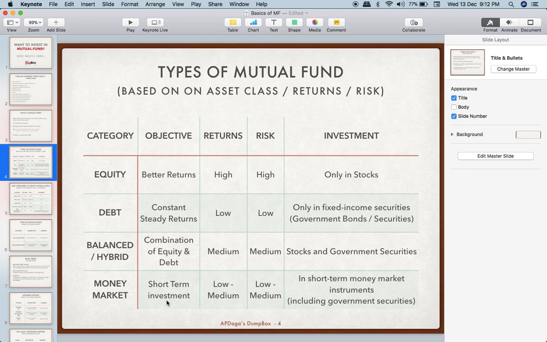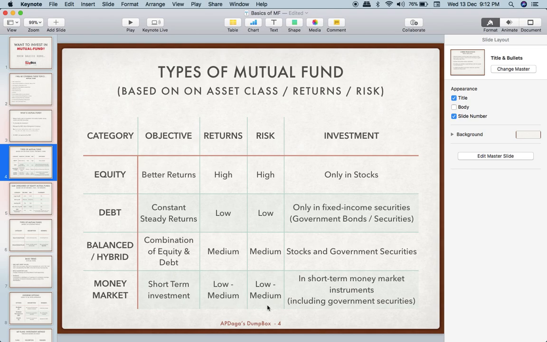Some liquid mutual funds are part of the money market, where people generally know they won't need money for 2 days over the weekend, so they invest into a mutual fund on Friday and withdraw it on Monday. So people do mutual funds for 2 to 3 days also. This also happens. Many people are not aware of this.